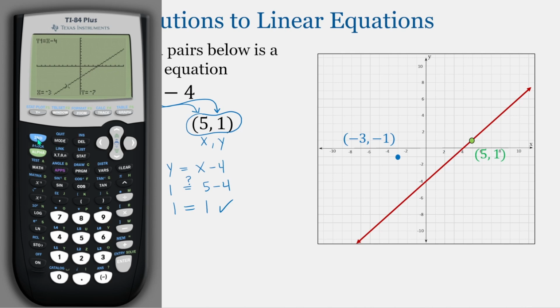And then repeating that process, so second trace, enter for value. Let's try 5, enter, and we get a y value of 1. So the ordered pair 5, 1 is a solution. If you do have access to a graphing calculator, and you're allowed to use it in your course, start playing around with it and see what you can do with this tool.